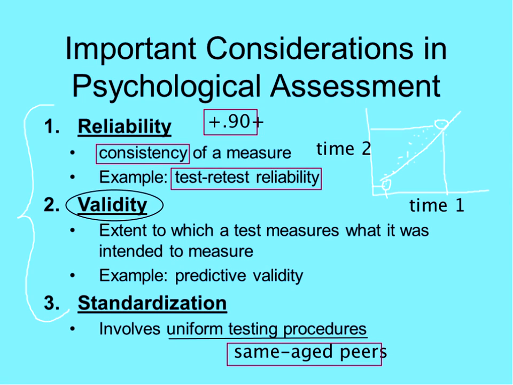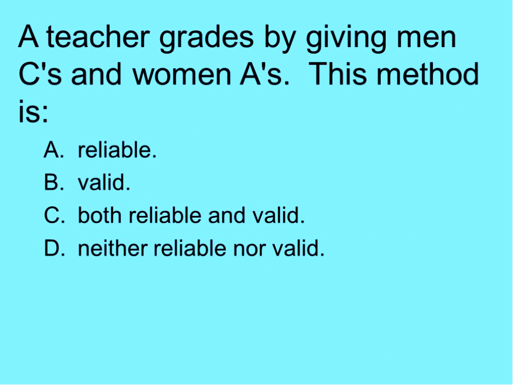Okay, let me see what I can do with the polling here and give you an ABCD poll with this question. How about this one? A teacher grades by giving men C's and women A's. The men don't like that, the women do. This method of grading is reliable, valid, both, or neither. Think about it and choose A, B, C, or D.